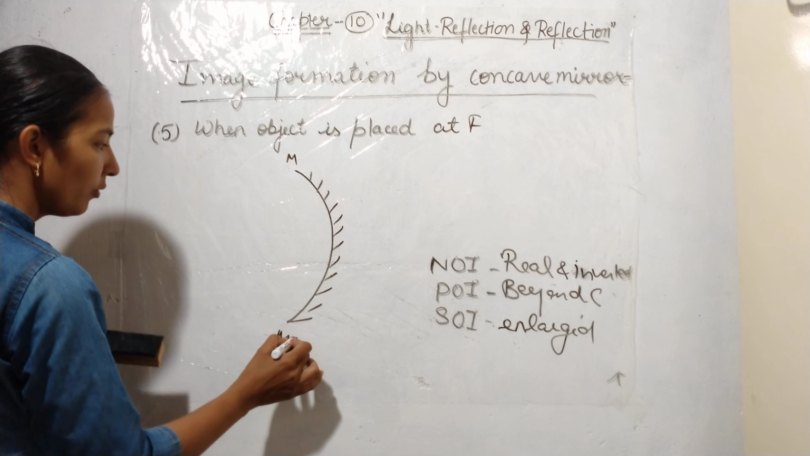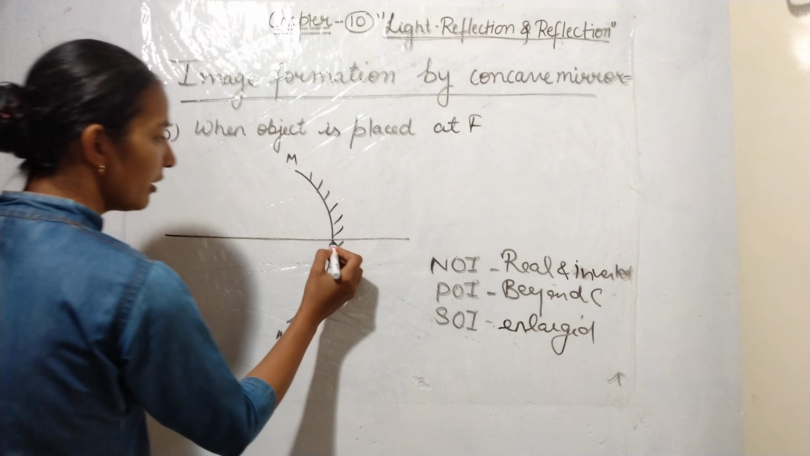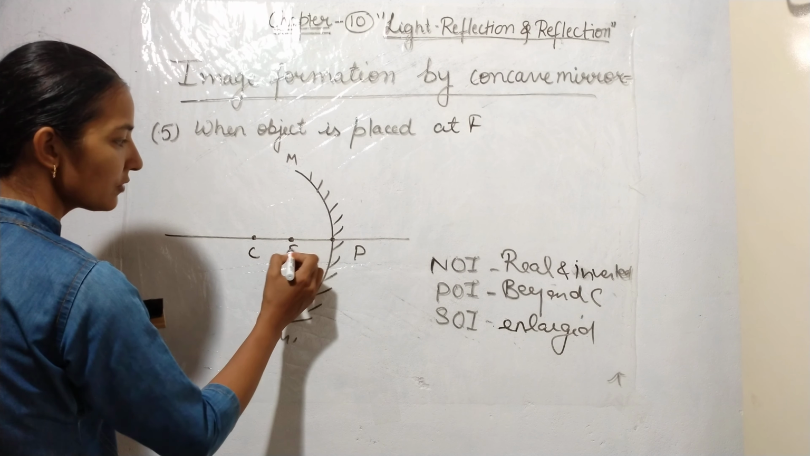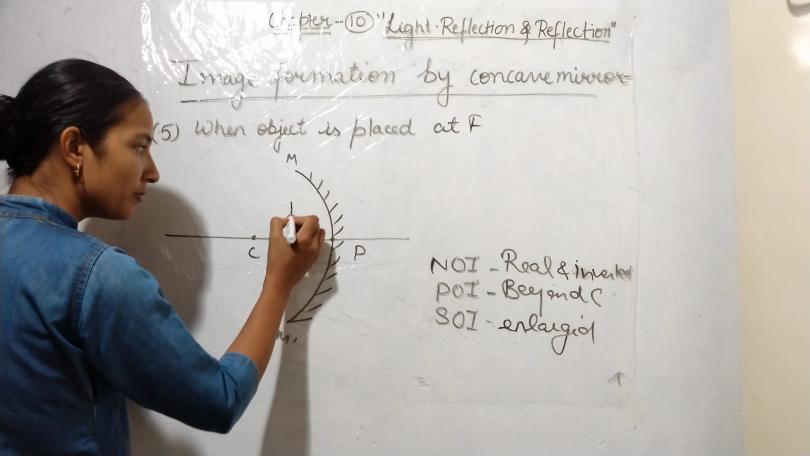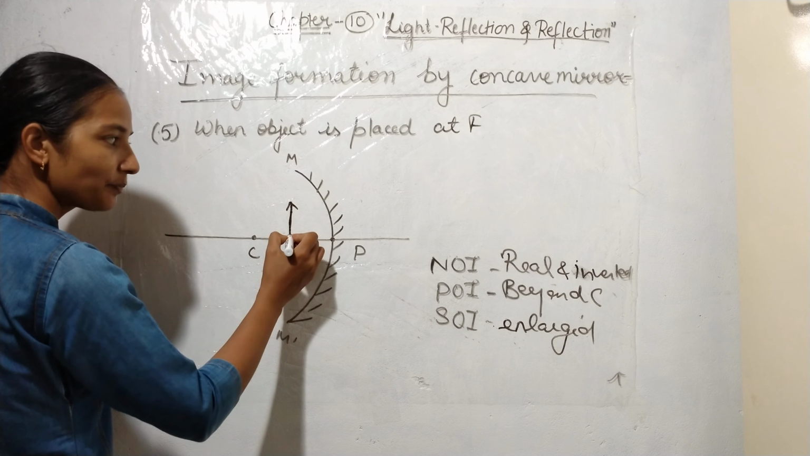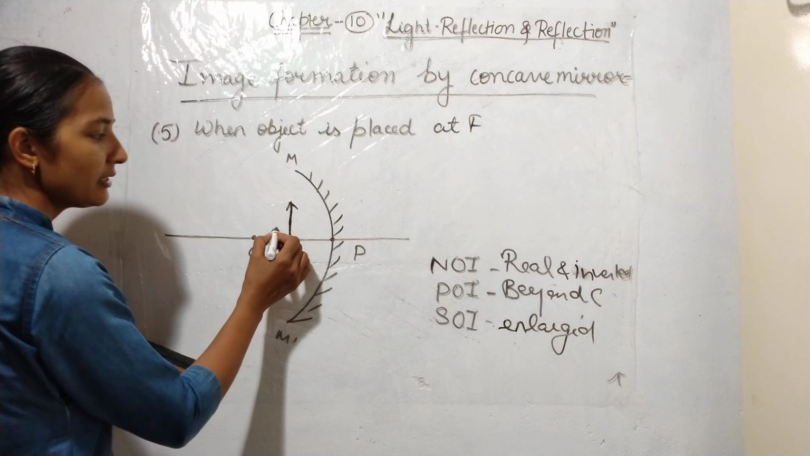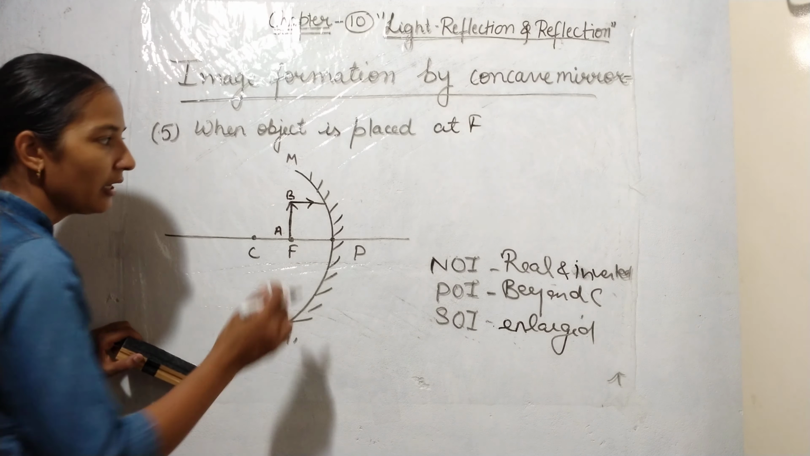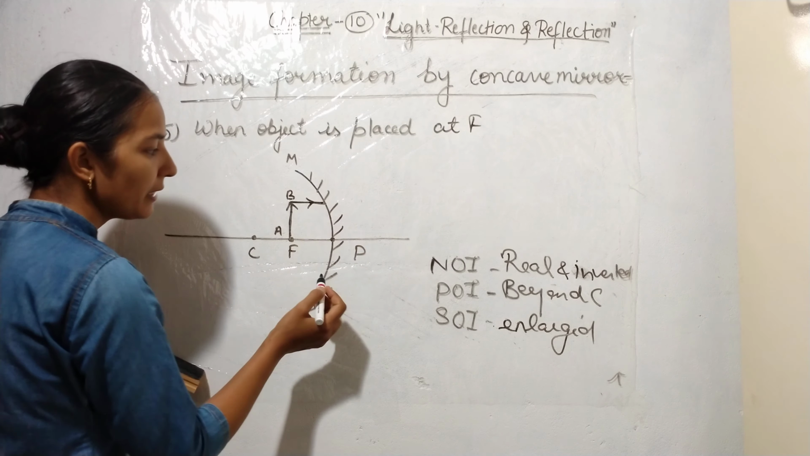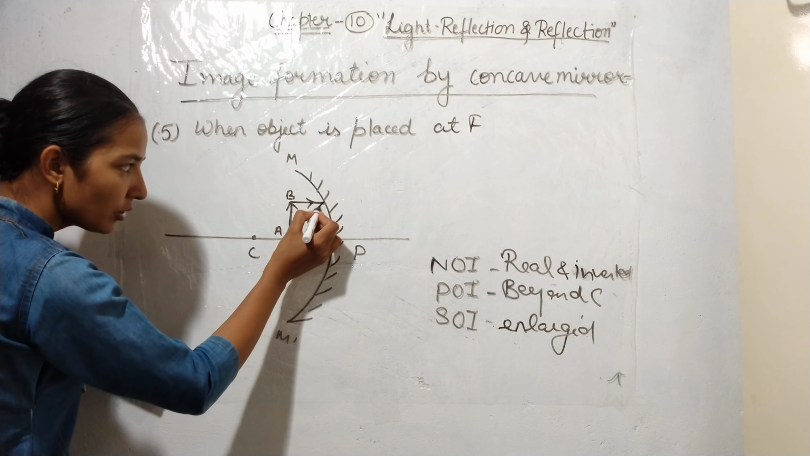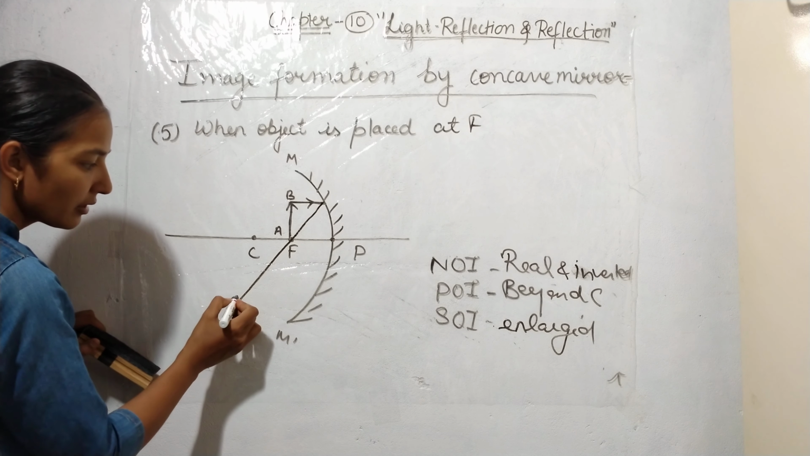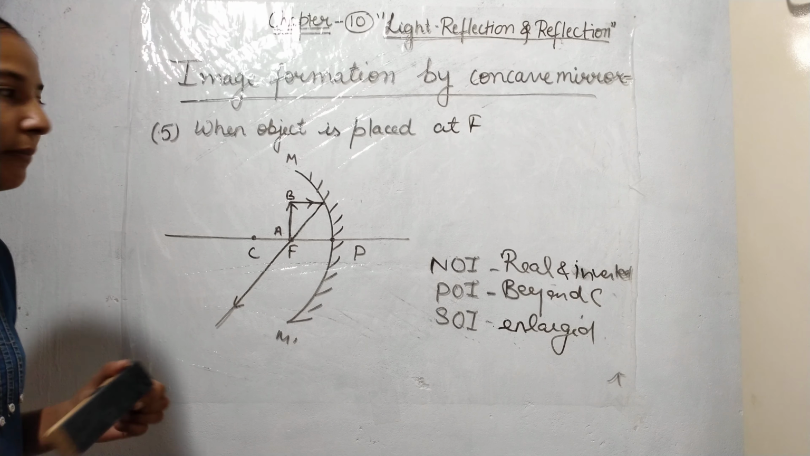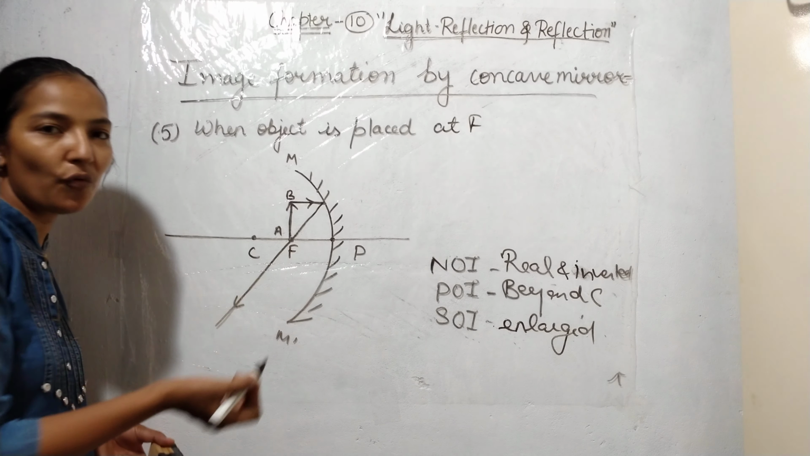Okay. Now we will draw. This one is the pole. This one is the center of curvature, and this is the focus. So whenever an object AB is placed at the focus, the ray which is parallel to the principal axis will pass through the focus. Since the object is at focus, we are not able to pass any ray through the focus.